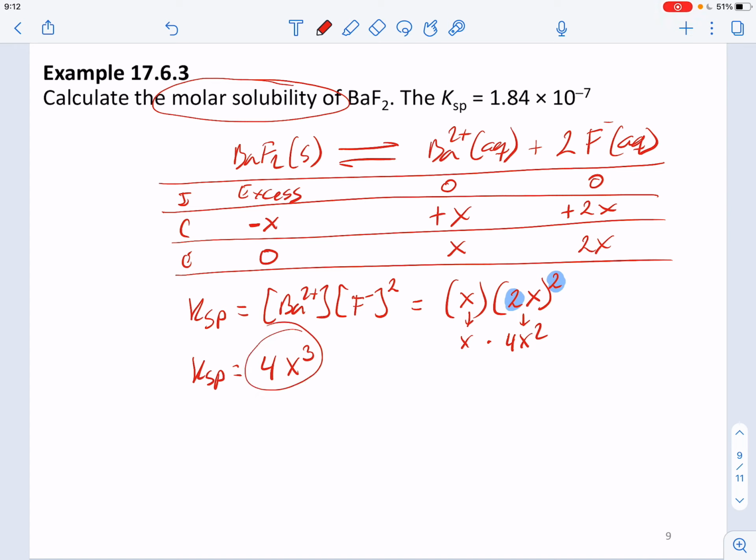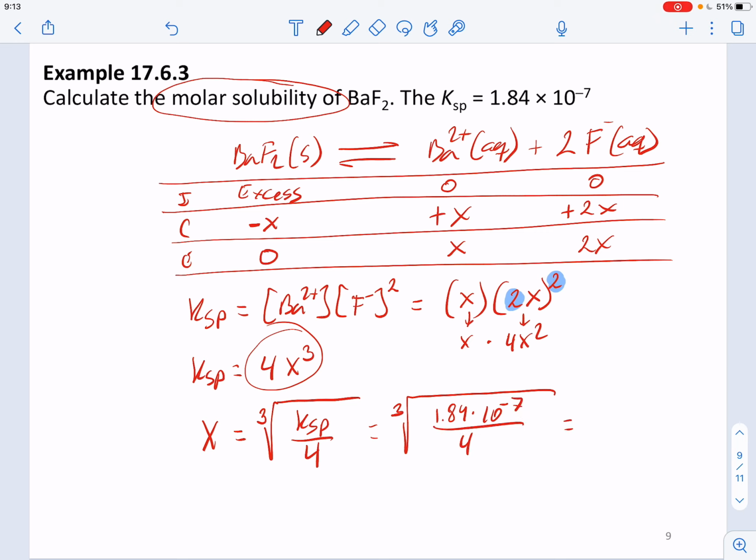Okay, so here x now is going to be, and you have to be really careful here, the cubic root of Ksp divided by 4. You divide by 4 the whole thing, and then you have to take the cubic root. This is going to be equal to the cubic root of Ksp, which is 1.84 × 10^-7, divided by 4.